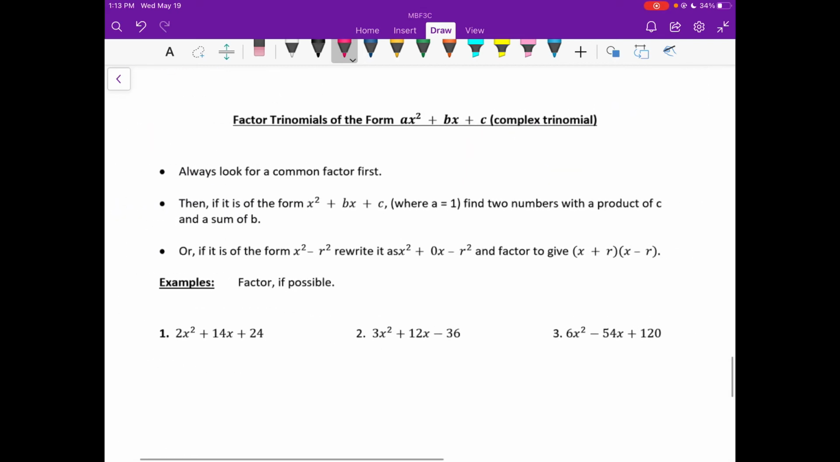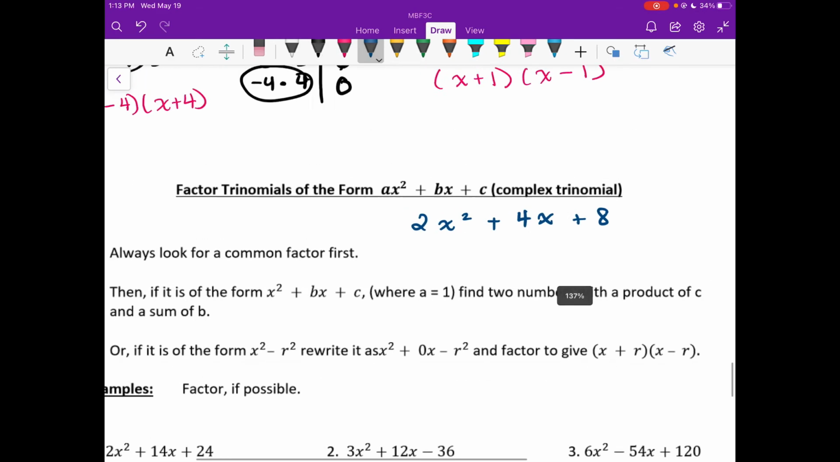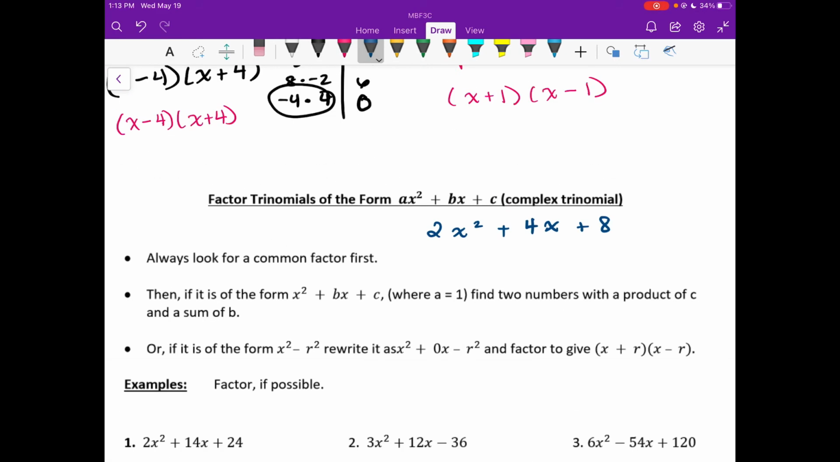Okay? So, when you're factoring trinomials of the form ax squared plus bx plus c, they'll look something like this. A can be 2x squared plus 4x plus 8. You're going to follow these steps. So first, look for the common factor. I know that all of these are divisible by 2, right? So I can pull out the 2.